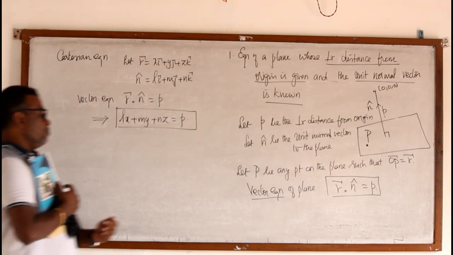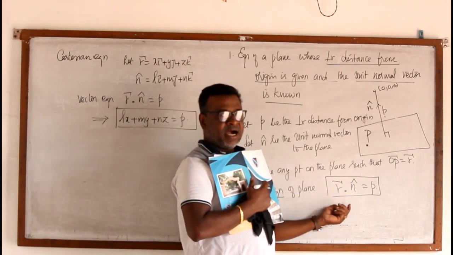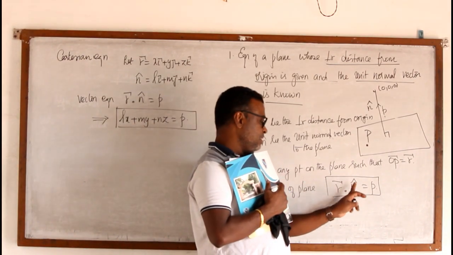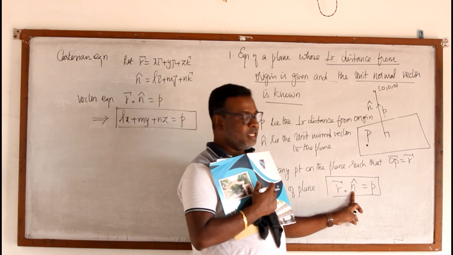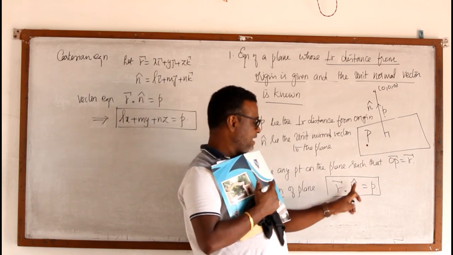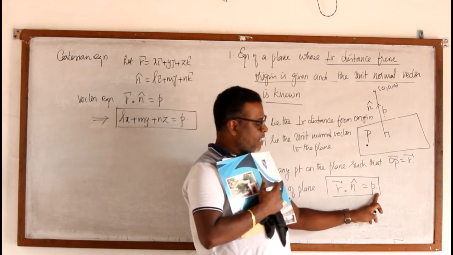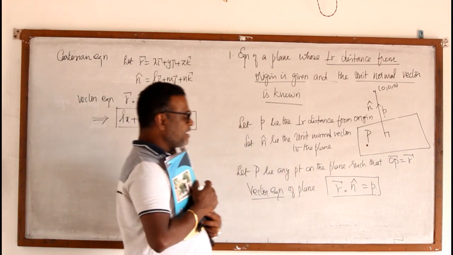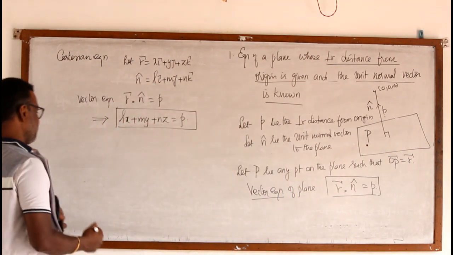So we must know only this one very well: r dot n cap equal to p. This n cap is always the unit normal vector, and p is the perpendicular distance from the origin to the plane.